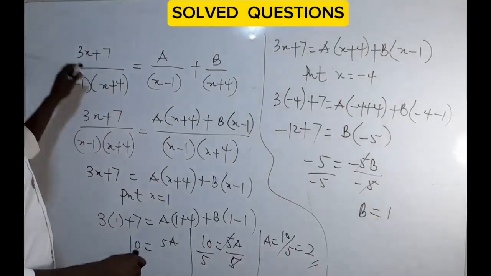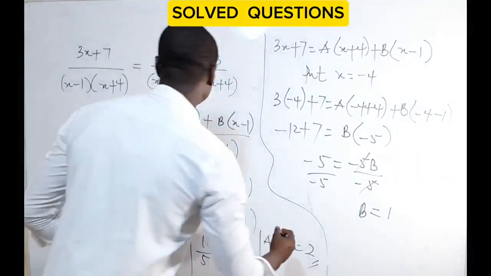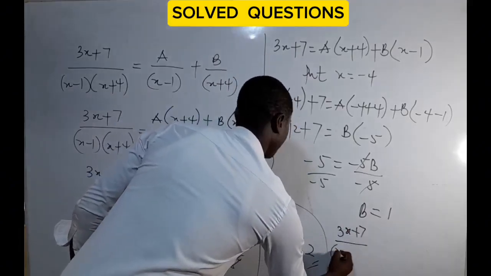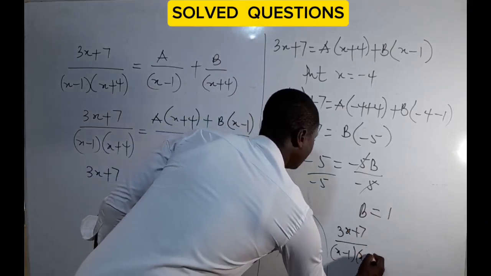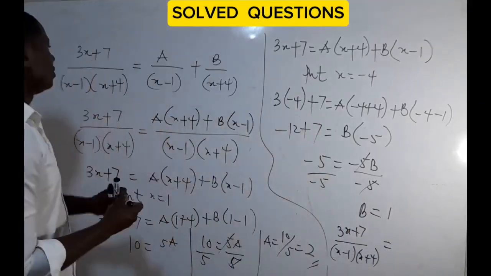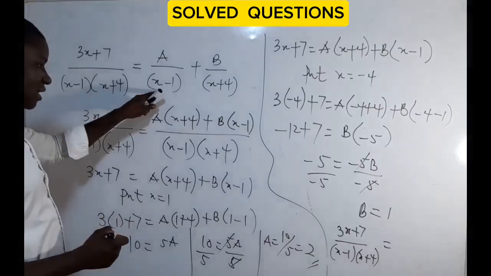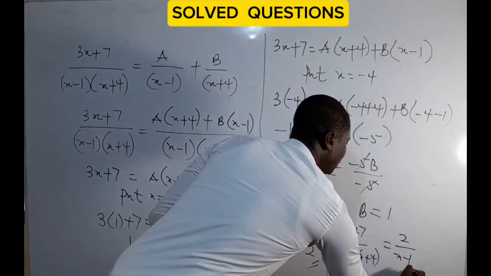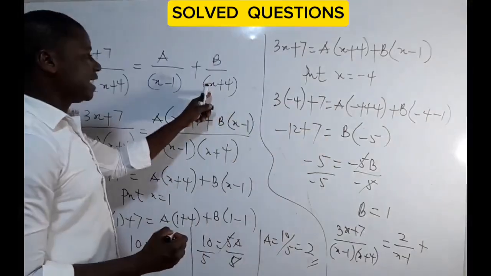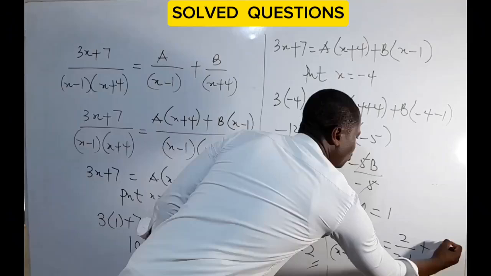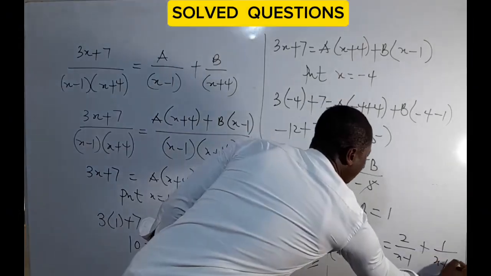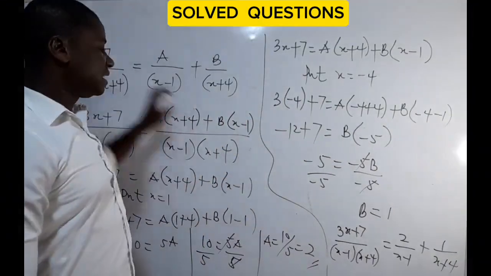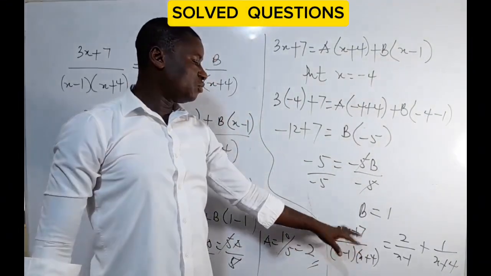That means that the question we were given, 3x plus 7, finally you have to express it in partial fractions. That is (3x plus 7) over (x minus 1)(x plus 4) equals A over (x minus 1). And now A we had what? 2. So it will be 2 over (x minus 1) plus B over (x plus 4), and B is now 1. So it will be 1 over (x plus 4). So this is the identity in partial fractions. Make sure you write it in this form.